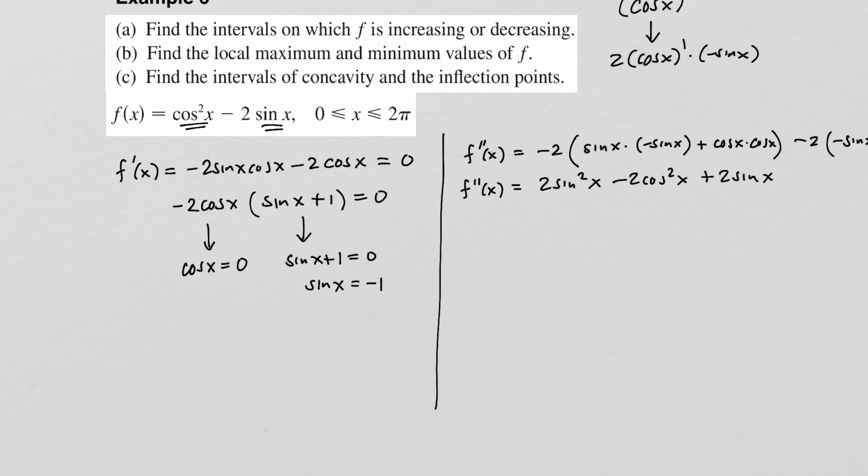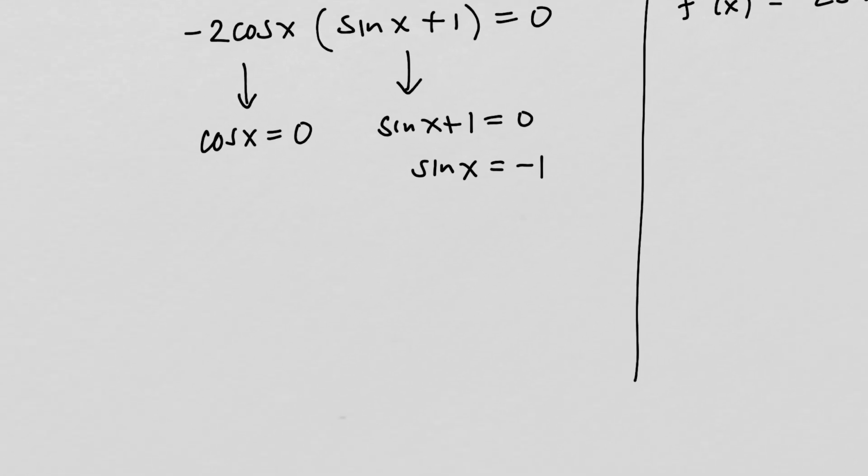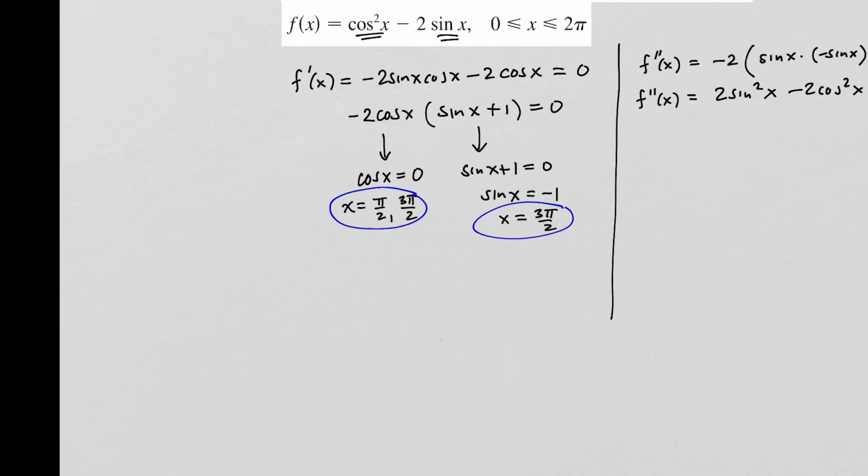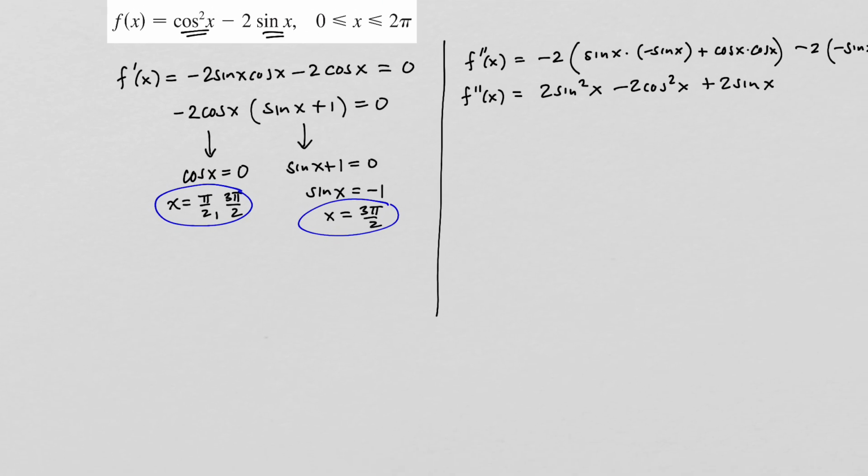And then we need to know, where do these happen between 0 and 2 pi? Now, we should know these because these are really basic values here, but cosine is 0 at pi over 2 and 3 pi over 2, and sine is negative 1 at 3 pi over 2. So these are our critical numbers. Notice that 3 pi over 2 is listed twice. That's okay. We only need it once.